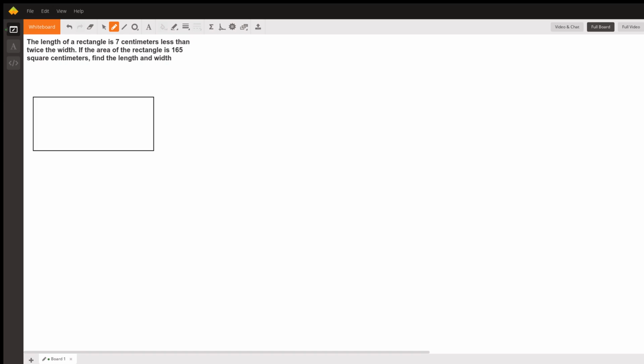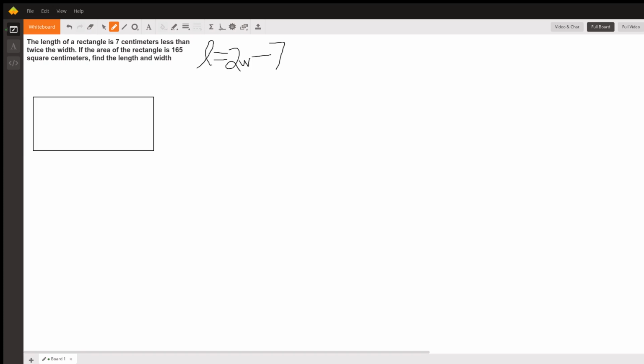Okay, so when we do word problems like this, where there's tons of information, it's always helpful to start with a picture. So I've put a rectangle on the board, and let's see what else we can pull from this word problem. So starting with the first sentence, the length, so we'll call that L, equals 7 less than twice the width, or 2 times W. So here I've translated this English into a mathematical equation, and that's what we want to do.